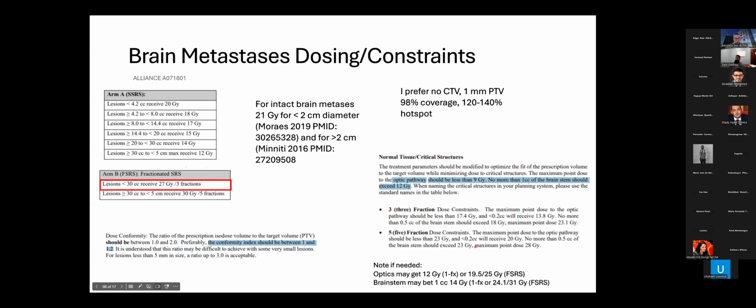Now, if you have tumor target and brainstem or optic nerves in very close proximity, I think it's a good idea to reconsider, should this patient get surgery? Should this patient get a different approach from radiosurgery?